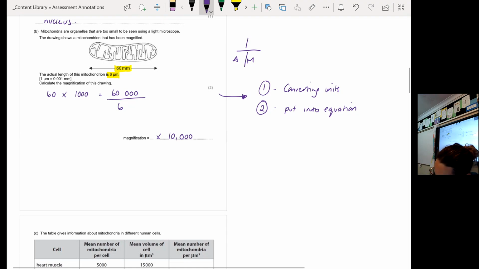So they haven't given you the equation here. You have to remember it. I would always get into good habits of remembering that equation and remembering how to convert your units. If I'm going from millimeters into micrometers, then into nanometers, every time I'm going into a smaller unit, I'm multiplying by 1,000, because I'm going to have a bigger number. If I'm going backwards, I divide by 1,000.